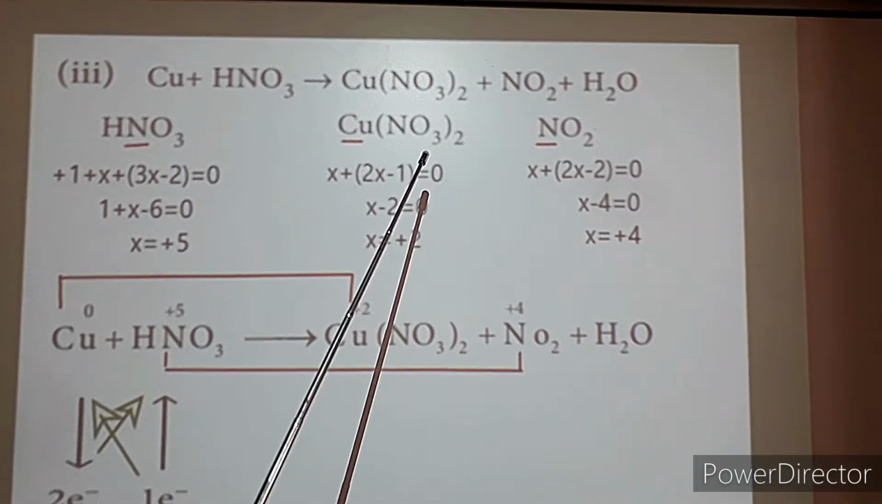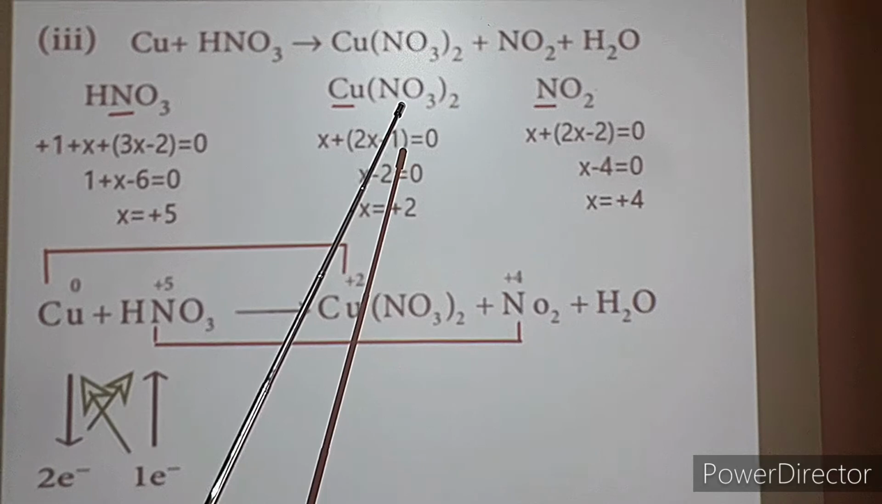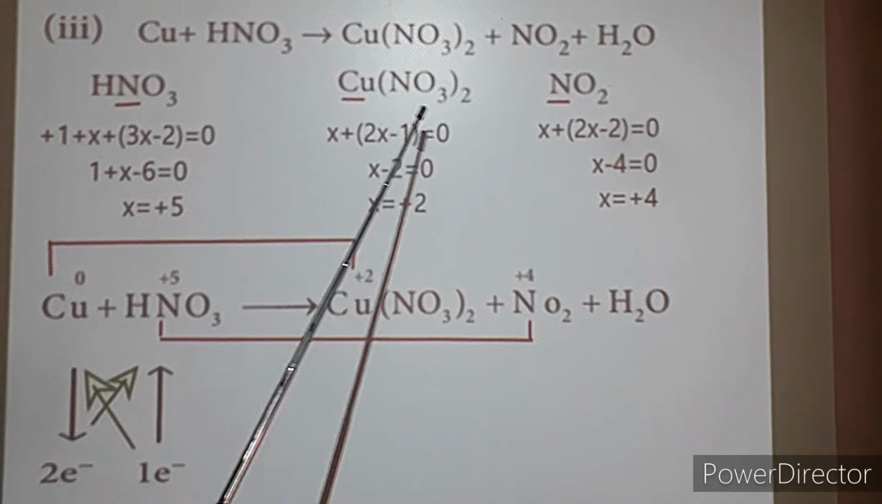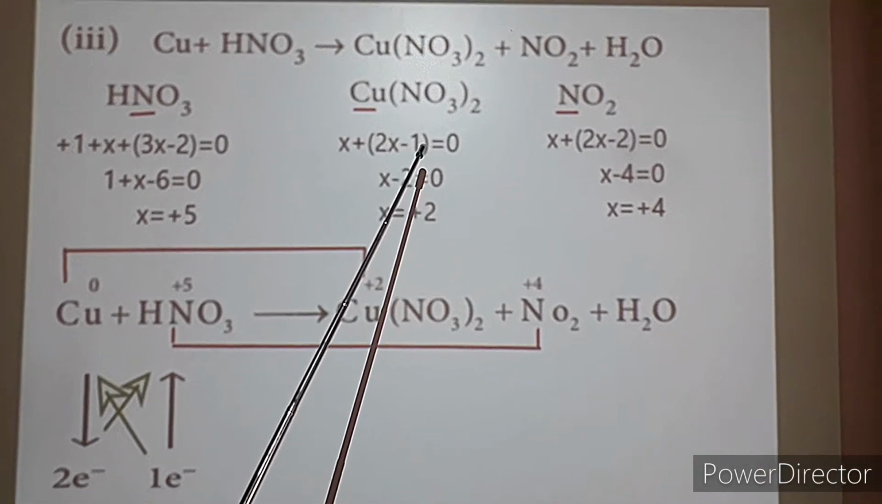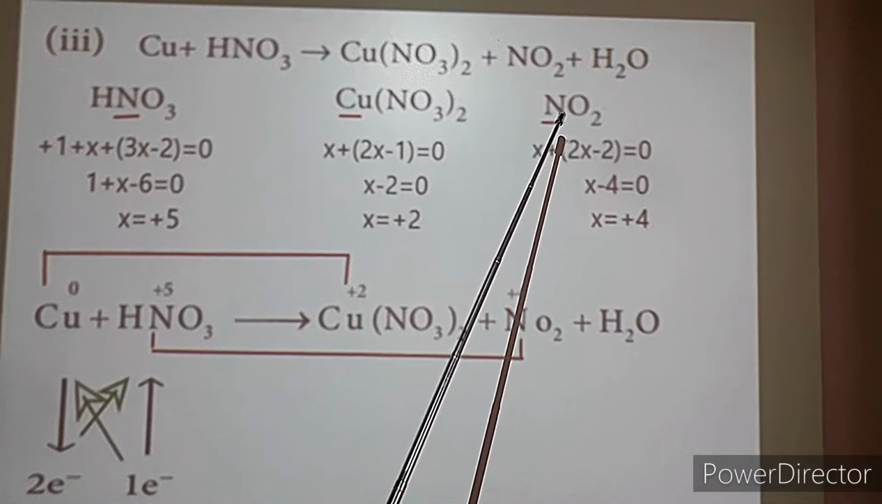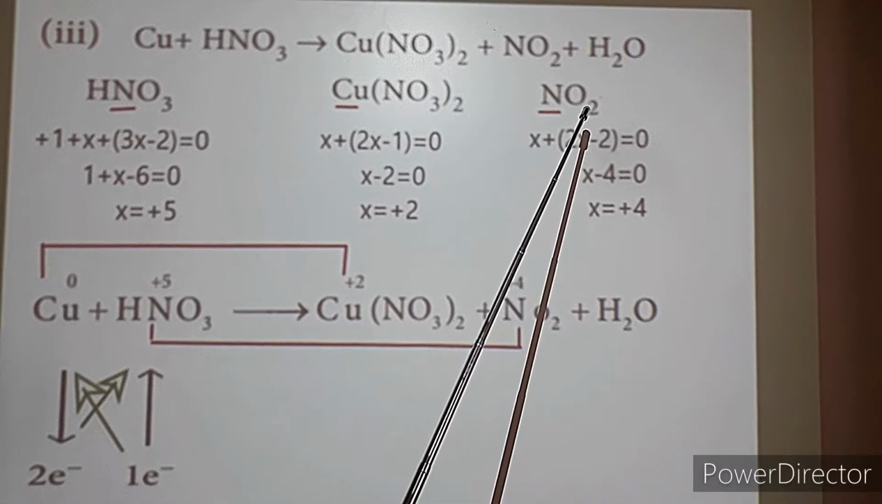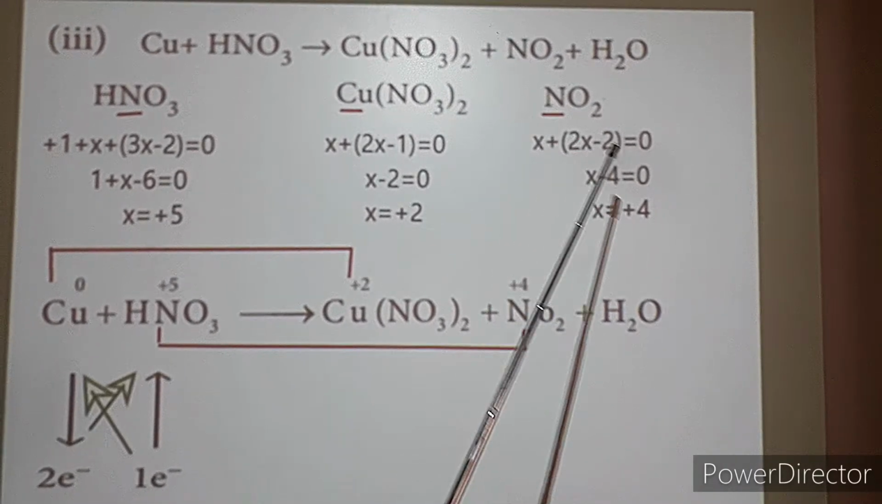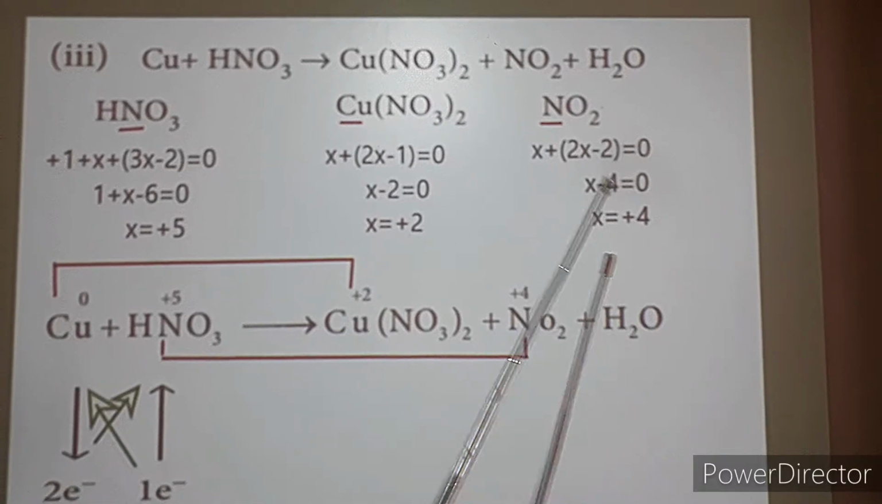And copper nitrate, here the nitrate is minus 1. Keep it in mind, nitrate is minus 1. So 2 nitrates present, so 2 into minus 1, equal to 0. So the X value we get is plus 2 for copper. And here nitrogen put X, and oxygen 2 into minus 2 equal to 0. We get the oxidation number for nitrogen is plus 4.